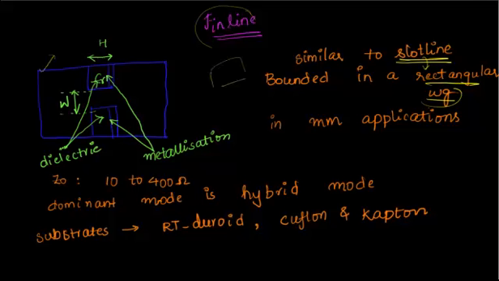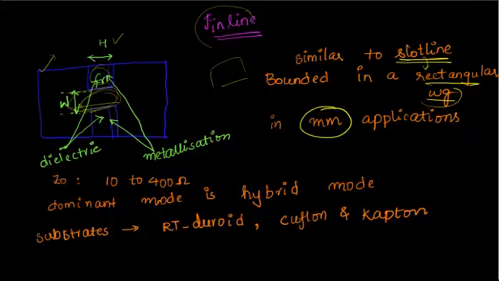This figure shows how a fin line is. This is similar to a slot line. This is a slot that exists between. W is the width of the slot, epsilon R is relative permittivity, H is this. And it is usually suited for millimeter wave applications. It consists of a partially metallized dielectric substrate shielded by a rectangular metal enclosure. This is the metal enclosure.